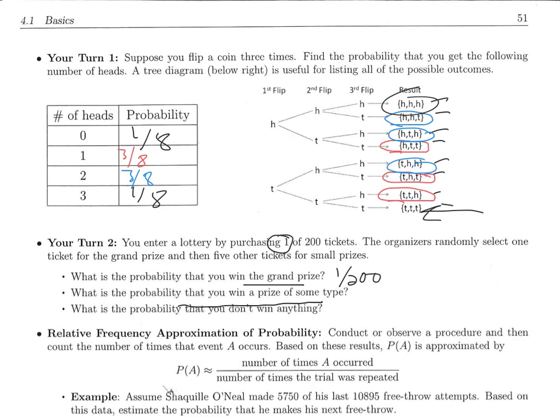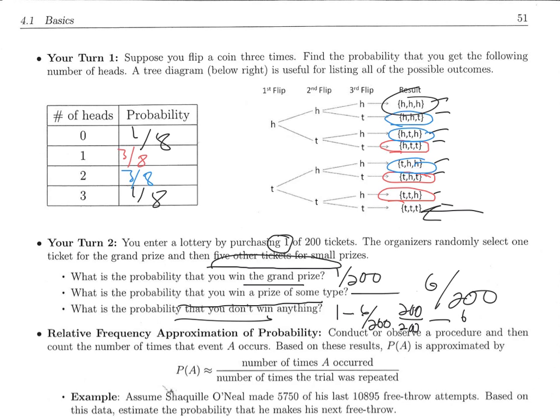And what's the probability that I win a prize of some type? Well, there's 1 way to win the grand prize. There are 5 other tickets that are winners. So isn't that 6 out of 200? And what's the probability they don't win anything at all? Well, that's that whole idea of the complement. What's 1 minus 6 out of 200? 200 out of 200 is 1, minus the 6 out of 200. So that's 194 out of 200 is the probability that we won't win anything.